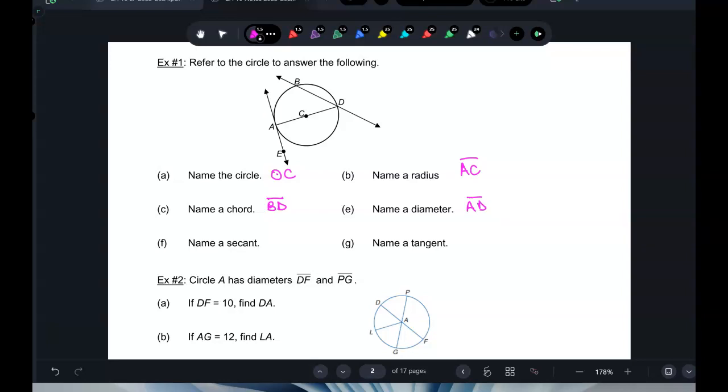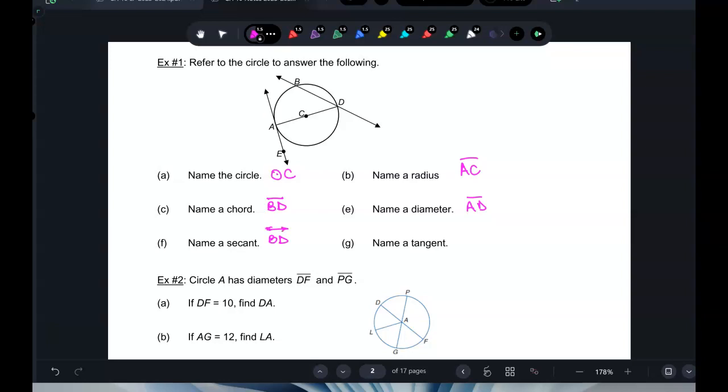Okay, the next two are lines, whereas these three were all segments. So, Aaron, you got a secant? Wait, what's the difference between a secant and a chord? You want to do a secant? Oh, wait, BD. What's the second BD?